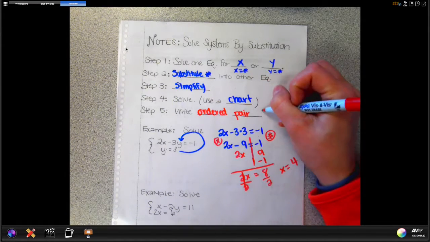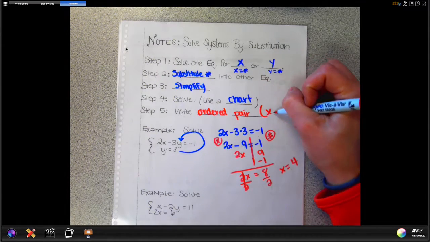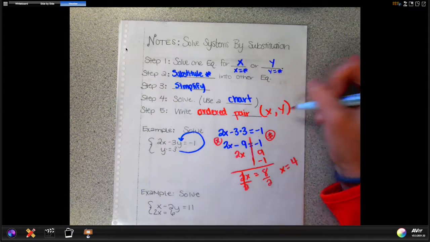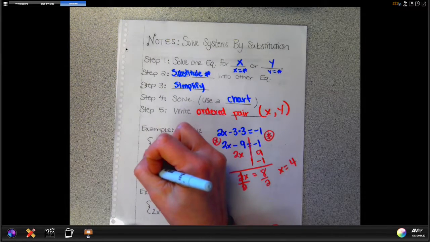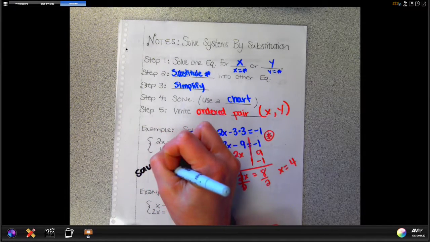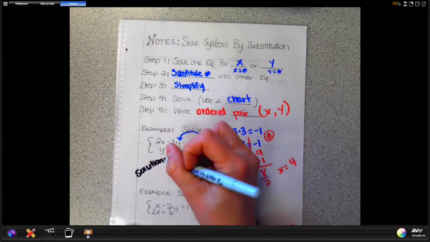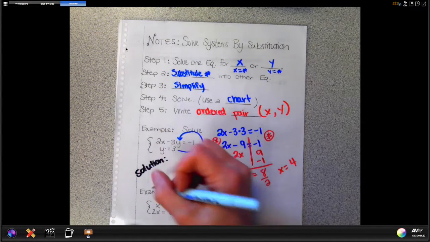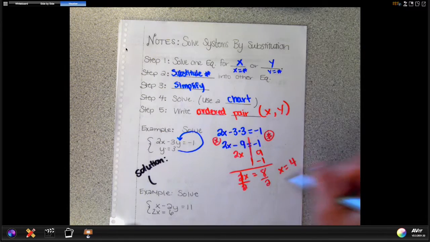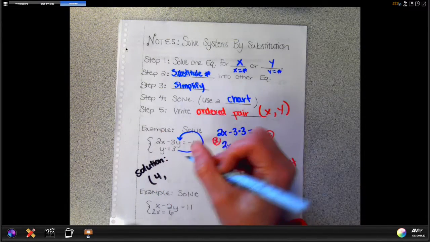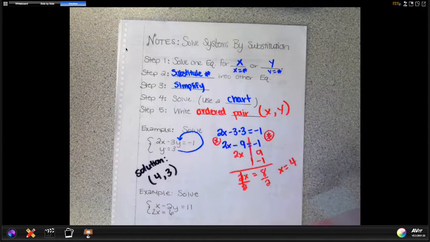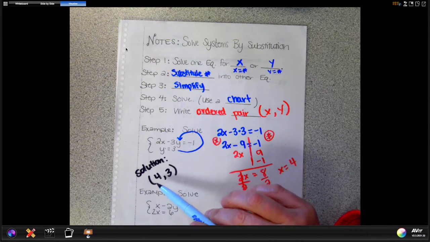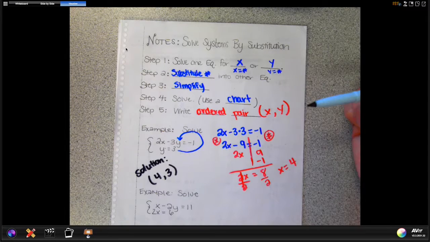Remember, that's when we have a parenthesis with the x value, comma, y. Okay? So our solution for our first example, and I'm going to write the word solution so that we remember. Our solution is going to be, our x was 4, comma, y is 3. So what that means is that had we graphed these out, they would cross at the point (4, 3), and that's where they would intersect.